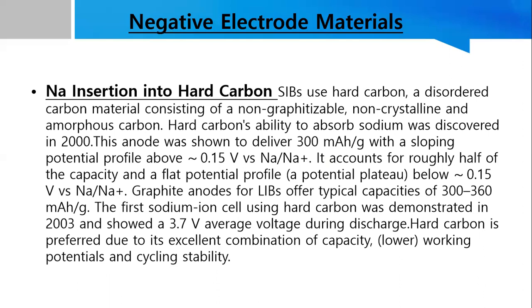Graphite anodes for lithium ion batteries offer typical capacities of 300 to 360 milliampere hour per gram. The first sodium ion cell using the hard carbon was demonstrated in 2003 and showed a 3.7 volt average voltage during the discharge. So the hard carbon is preferred due to its excellent combination. These are the advantages of using the hard carbon. It has an excellent combination of capacity, lower working potentials, and cyclic stability. So this was the description of the sodium insertion in the hard carbon, which is a negative electrode material. Moving towards the next slide.